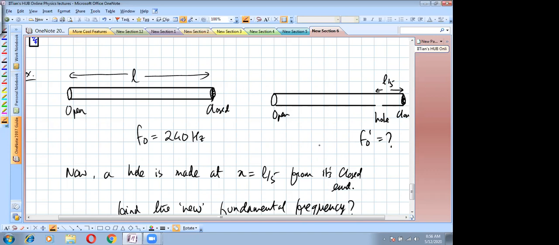So your whole standing wave pattern has to be with those three constraints. Instead of two constraints, just the two endpoints being node and antinode, now there's a third constraint, that the position of the hole also has to be a node, has to be a pressure node. So solve the problem with that thing in mind and you'll get the answer.